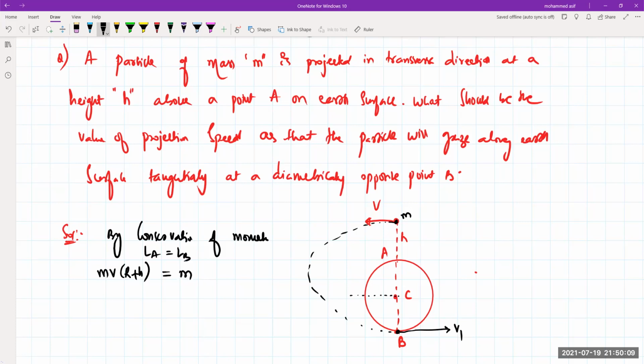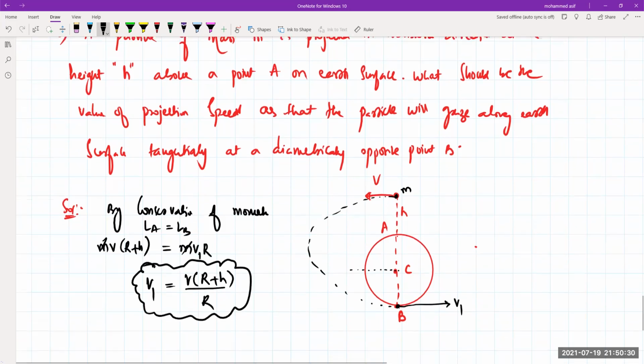So it should be equal to mv1 into R. Can I write like that? Yes, sir. So I can get the v1 value. The small m and small m will get cancelled. So v1 will be equal to v into (R plus h) divided by R. So this is the velocity at B.